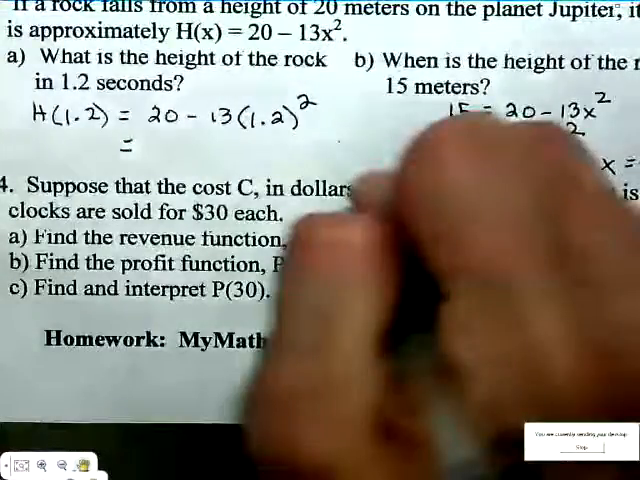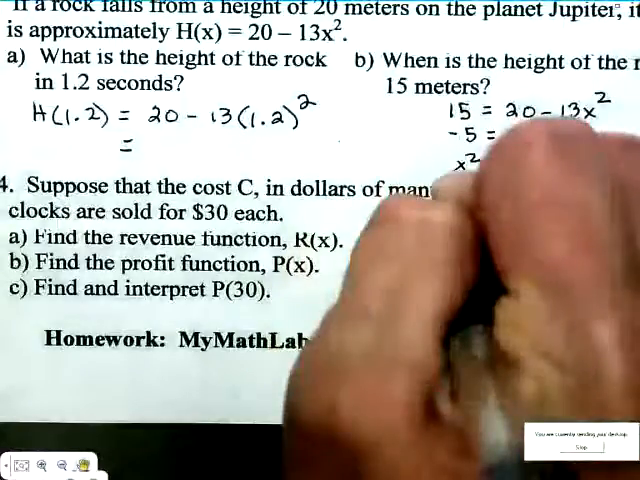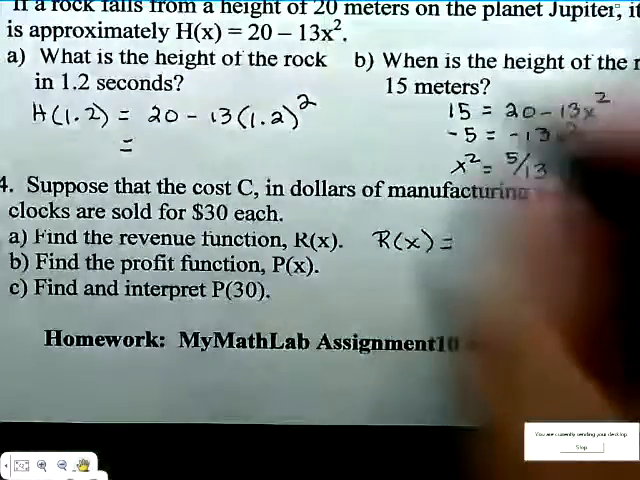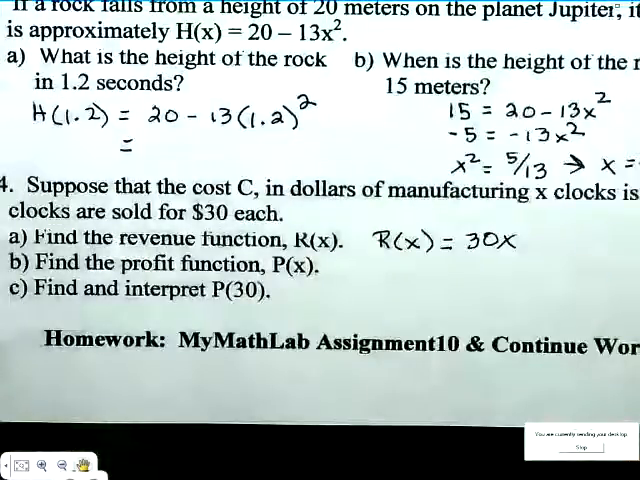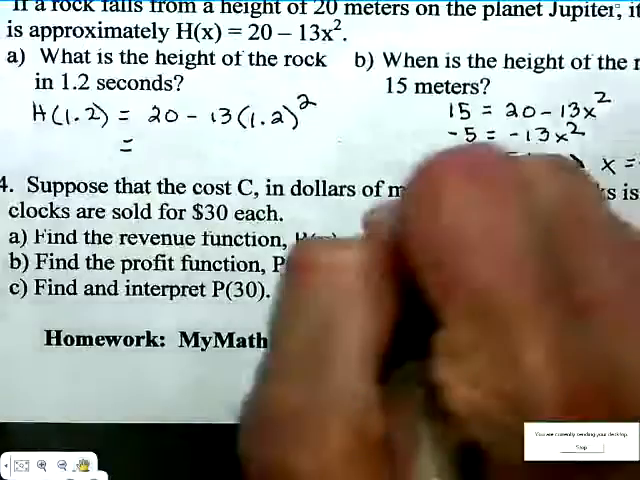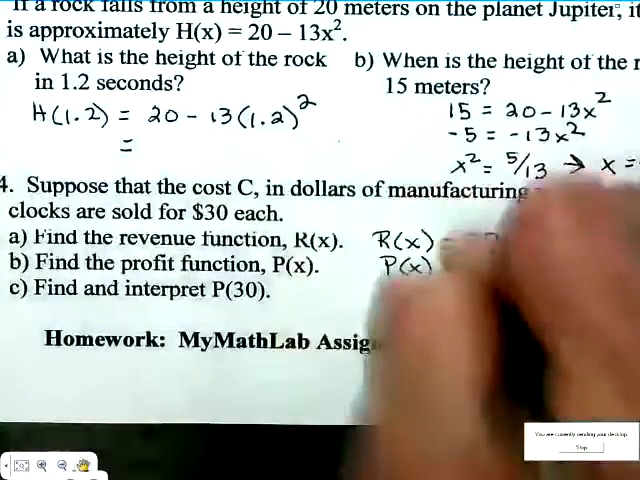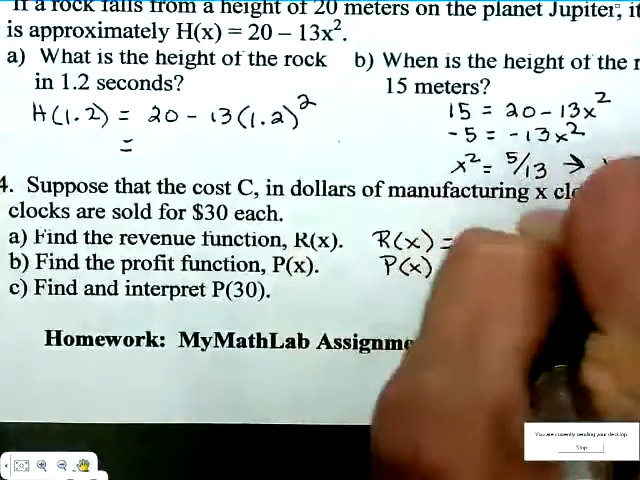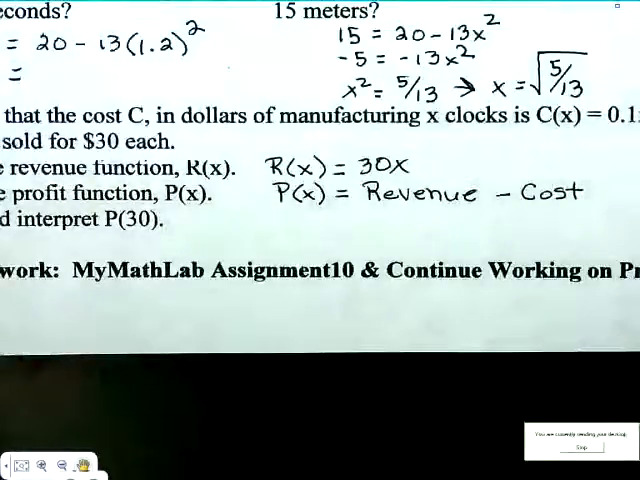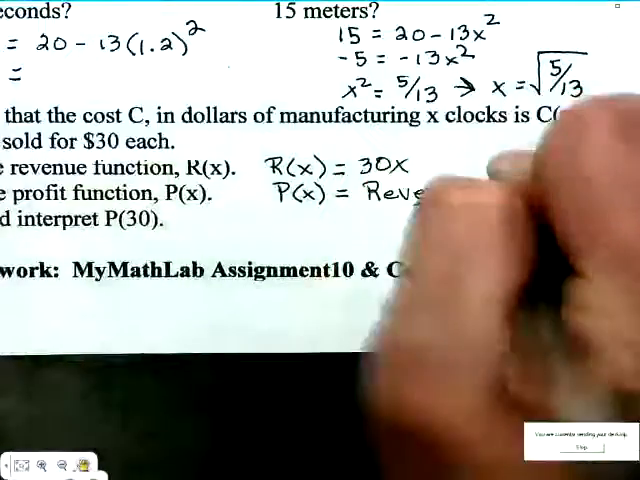If you're selling clocks for $30 each and you sell, say, 10 clocks, what's your revenue? 30 times 10. So if you sell x clocks, your revenue is 30 times x. 30 times however many clocks you sell. The profit function, I mentioned this a while ago, the definition of profit is revenue minus cost. We found the revenue function in the A part, and we were given the cost function.